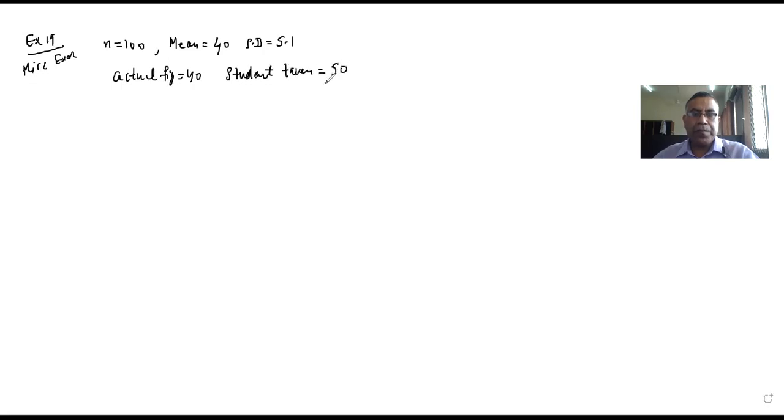The student mistakenly read 50, the actual was 40. For one observation, find the correct mean and correct standard deviation. First you have to find the correct mean. Second, the correct SD.